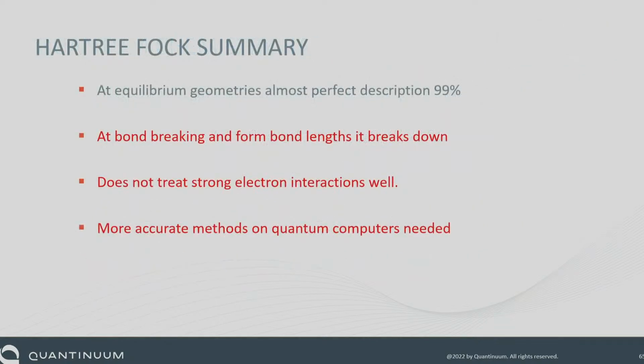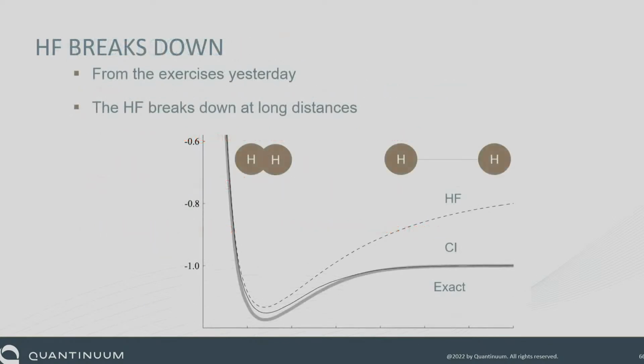So Hartree-Fock is almost perfect. It typically gets bonding at equilibrium geometry, 99% of the energy is correct. But at bond breaking and bond forming lengths, it breaks down. I'll show you why. Most importantly, strong electron interactions, like strong correlation, are not treated well by Hartree-Fock. So more accurate methods on quantum computers are needed. Okay, I've got 2 minutes.